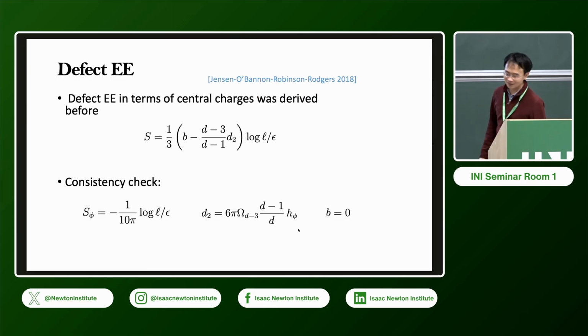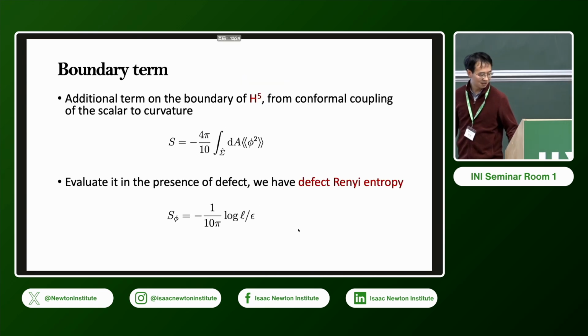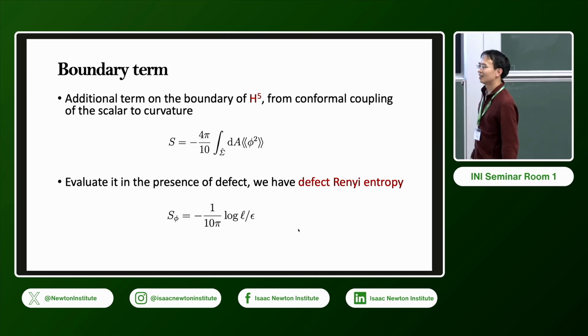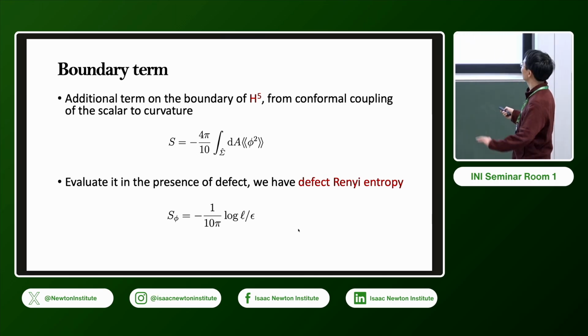So how do we know this is correct? Sorry, can I ask what that ln epsilon is? Just the parameter in the log. What is epsilon? Yes, epsilon is a cutoff.